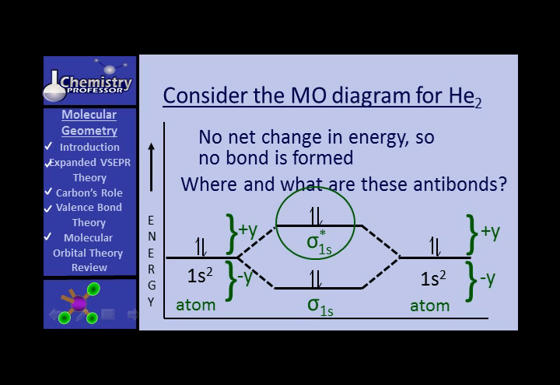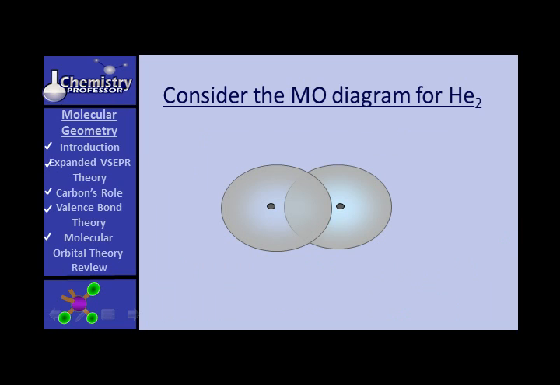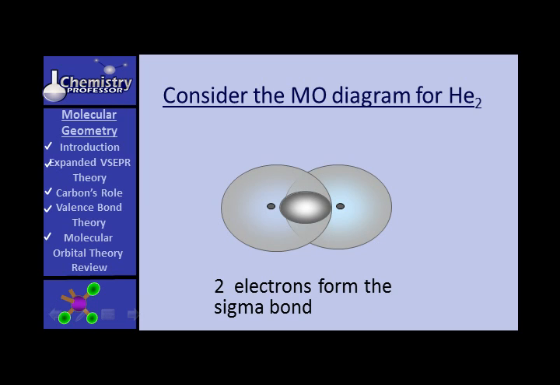There has been no positive energy consideration there. But where and what are these antibonds? We haven't talked about those before. Let's have a look. Consider the MO diagram for helium here. Here we have two helium atoms that have collided. Two electrons form the sigma bond. That looks very familiar.